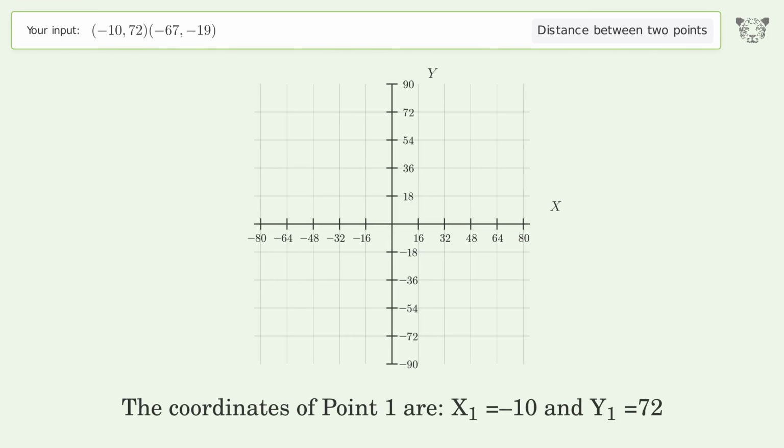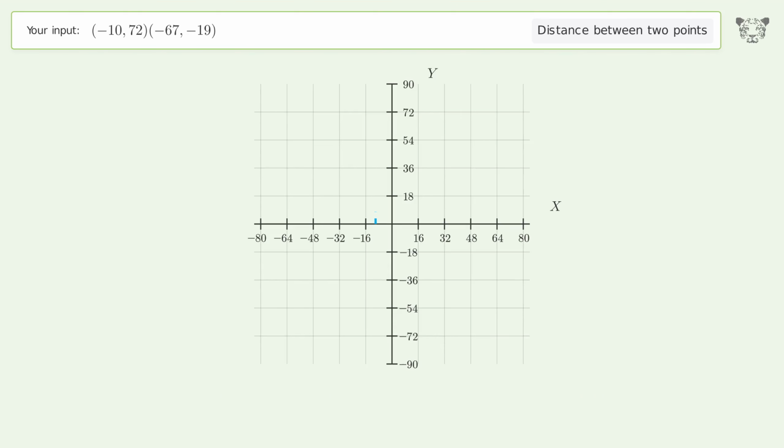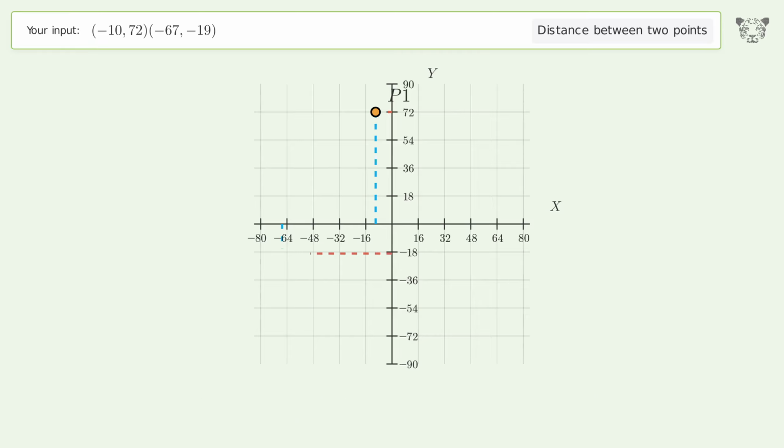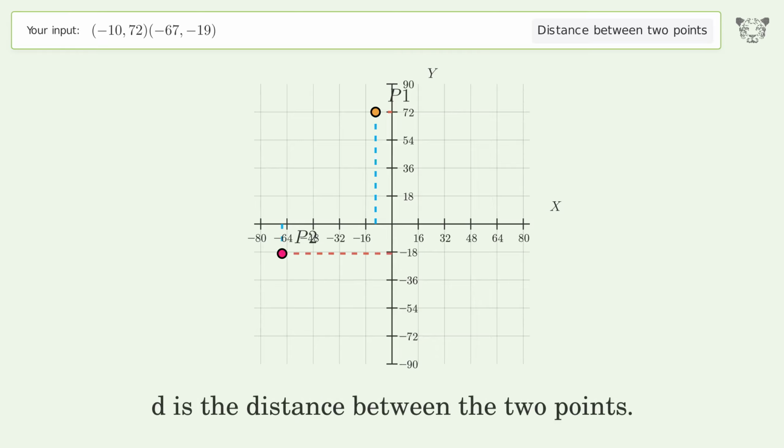The coordinates of point 1 are x1 equals -10 and y1 equals 72. The coordinates of point 2 are x2 equals -67 and y2 equals -19. D is the distance between the 2 points.